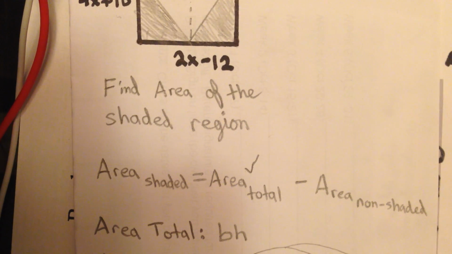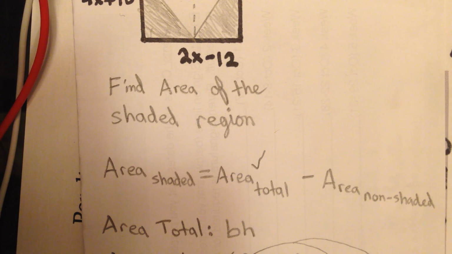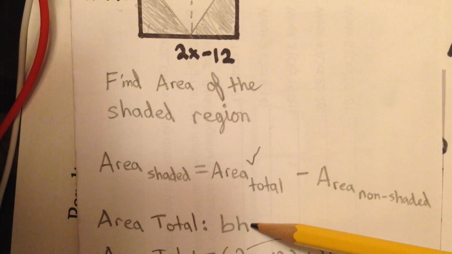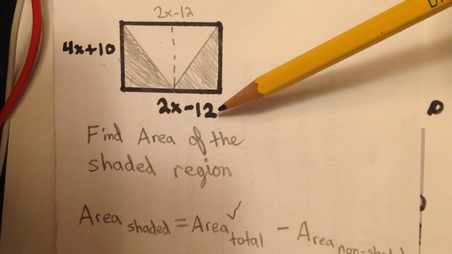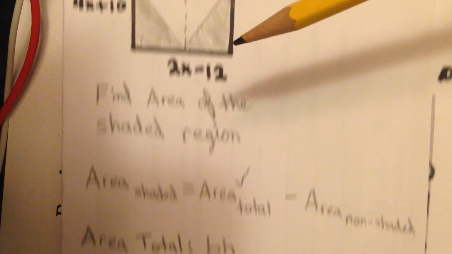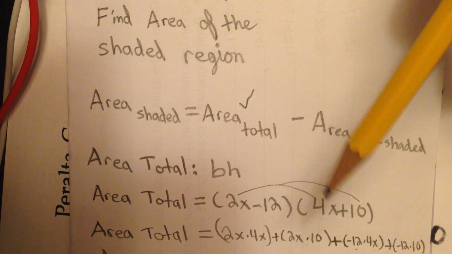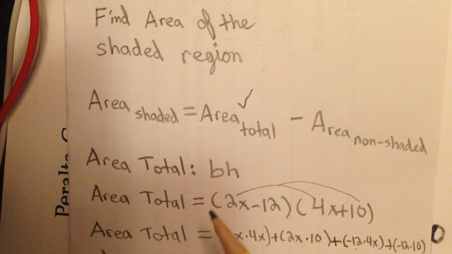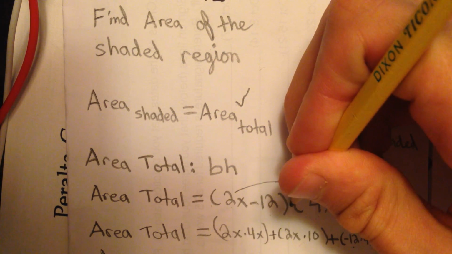We define the total figure as a parallelogram. And we know that the area of a parallelogram is equal to the base times the height. In this problem, the base is 2x minus 12 and the height is 4x plus 10. So let's insert our values, being sure to use parentheses because they're being multiplied. So it's the base, 2x minus 12, times the height, 4x plus 10. These are multiplied, if that helps you.